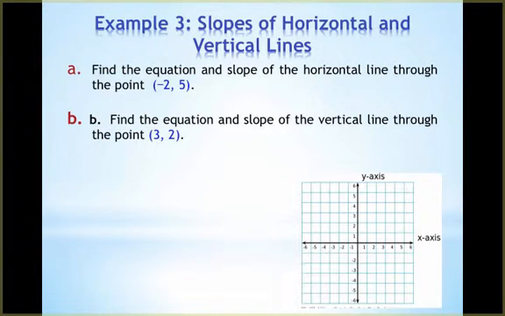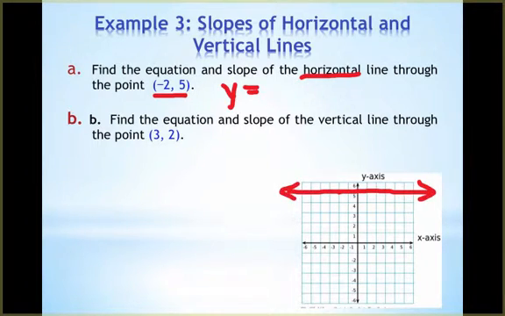Now, let's look at some examples. Find the equation and the slope of a horizontal line through negative 2, 5. Well, since I want a horizontal line, I know it's y equals a number. So if I look at this graphically, negative 2, 5 would be here. I've got to go through that and be a horizontal line. Well, that's going to be a graph that would look like this. And if you look at that, that's the equation y equals 5, because that's the y value of your ordered pair.